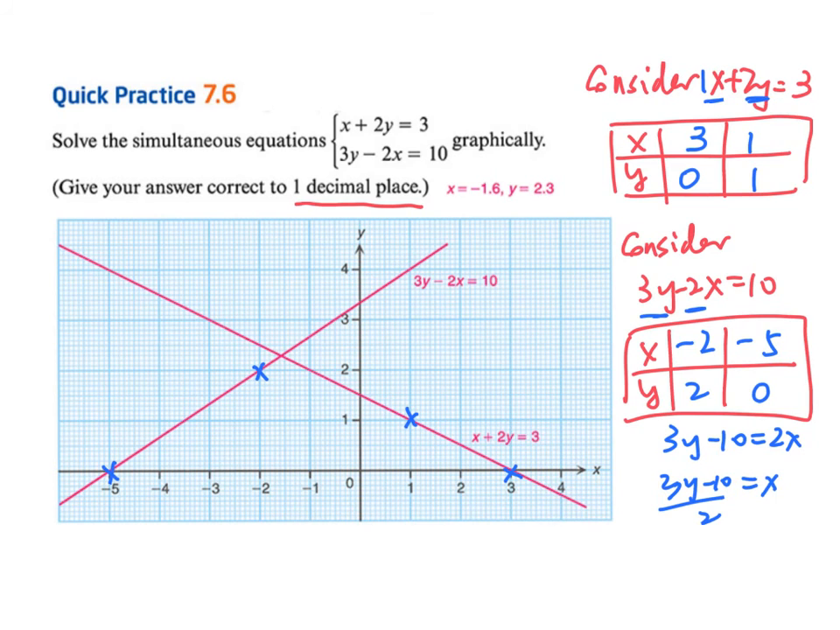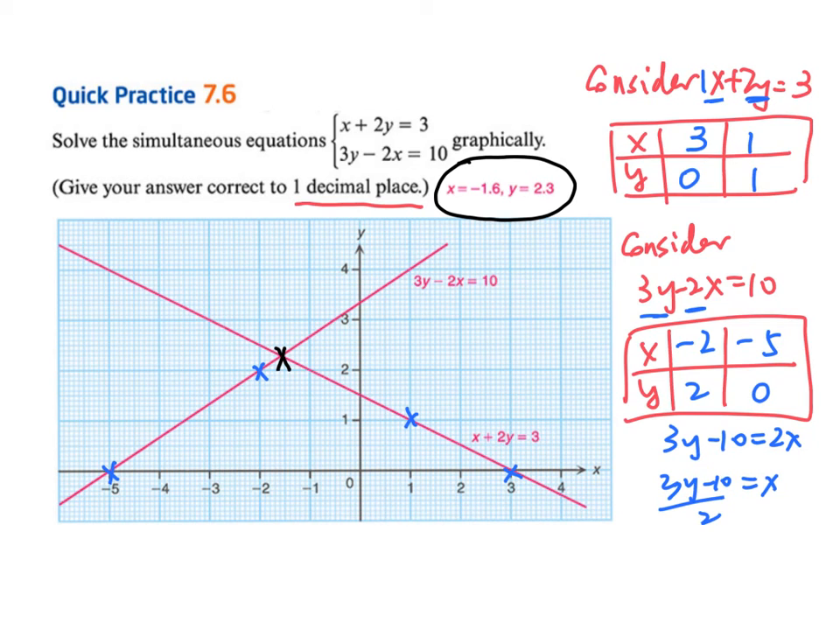After I join the points, I can find that the point of intersection is here. So from the graph, we have x equals negative 1.6 and also y equals 2.3. And in fact, this is not the exact value because you just read it from the graph, and the graph here only gives you an approximate value.